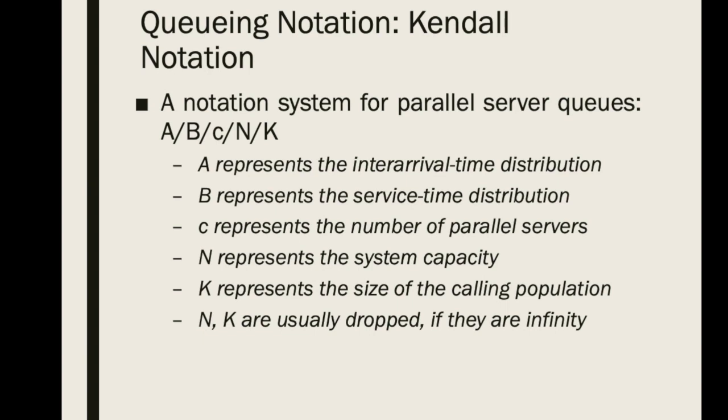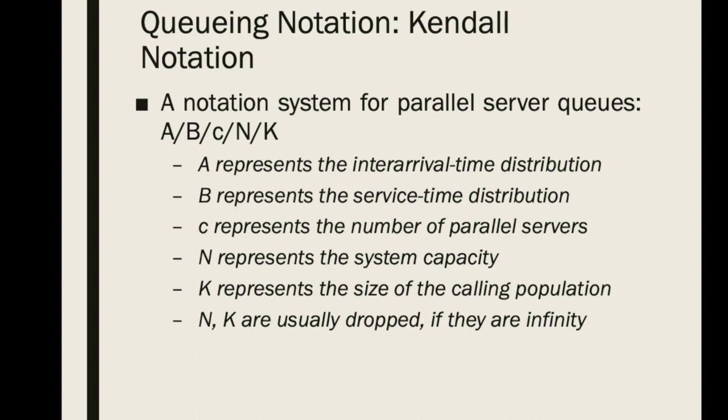To represent the different characteristics of the queue, or different types of queues, Kendall devised a notation, and it is typically represented by five letters: A, B, C, N, and K, where the first component represents the inter-arrival time distribution. So what are the characteristics of arrival time? The arrival time characteristic is denoted by the first letter.